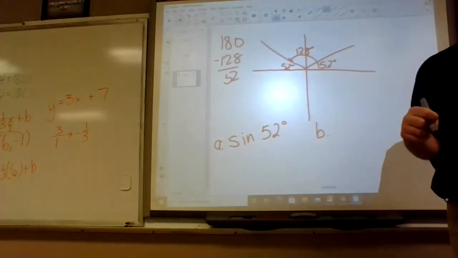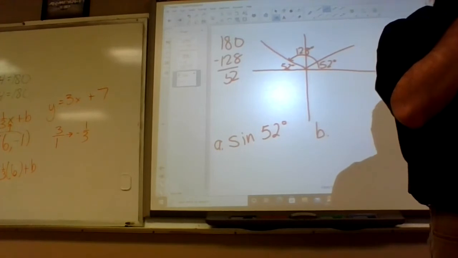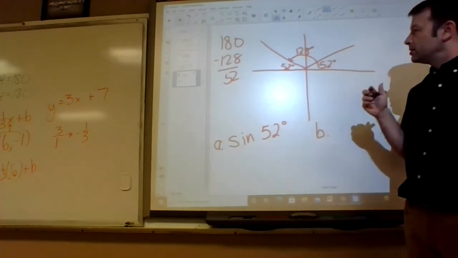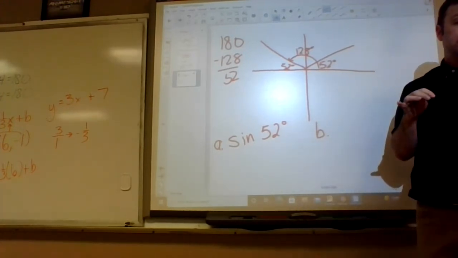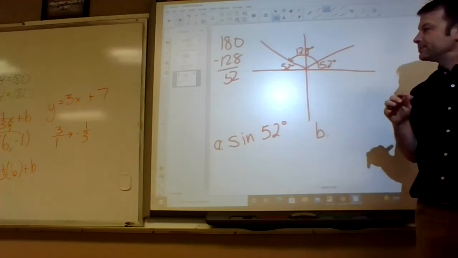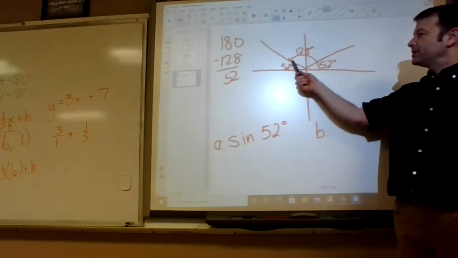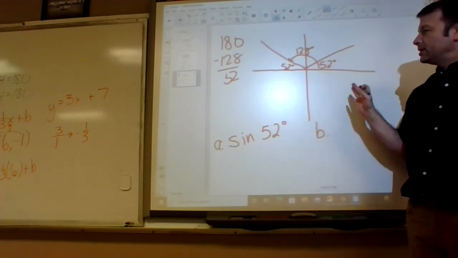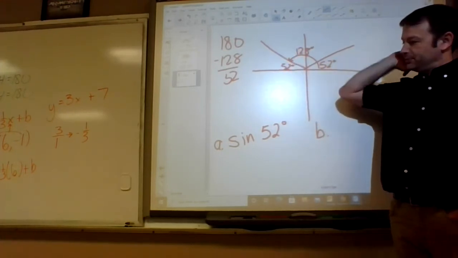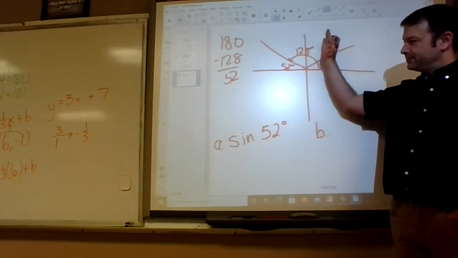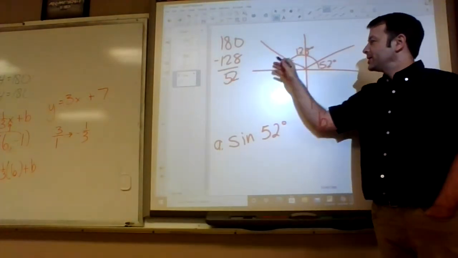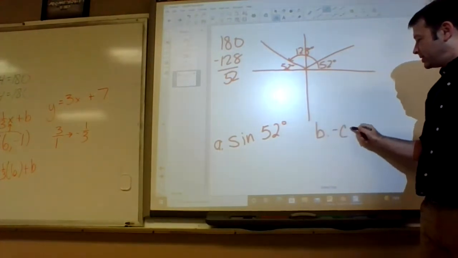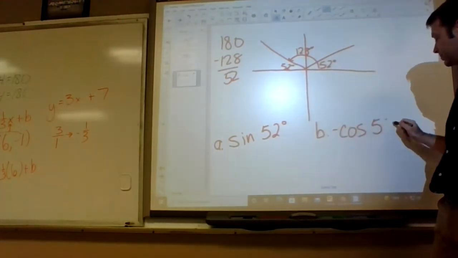Okay. Starting to feel it? I got you with the cosine. It's getting there. Looks like the first two are kind of similar. 128, same spot. So it'd be cosine 52. Negative. Yeah, because the positives are on the right. Cosines are negative over here. You guys remember that from yesterday? So we gotta put negative cosine 52.